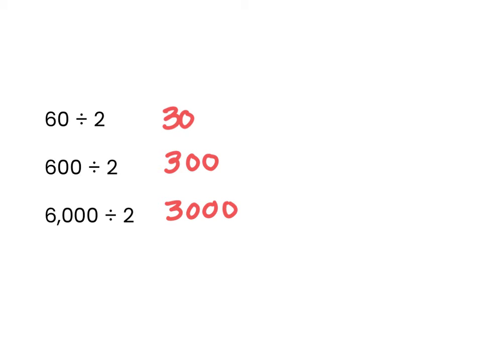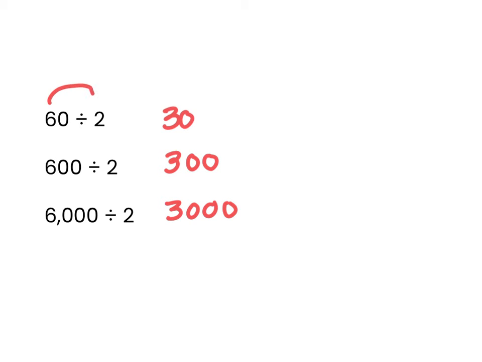So I noticed right away that they all start with a 3. And then my zeros depend on the number of zeros that were behind the 6. So this is when we're dividing and multiplying with tens or multiples of 10. It's actually really quite simple. So we really just need to know, well, what is 6 divided by 2?